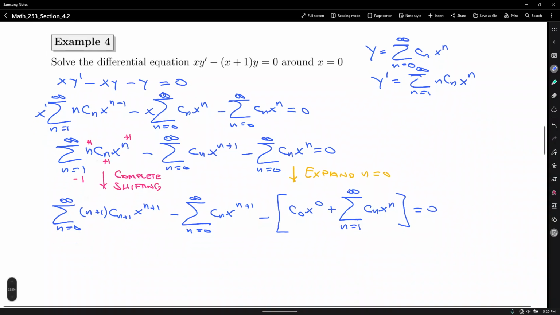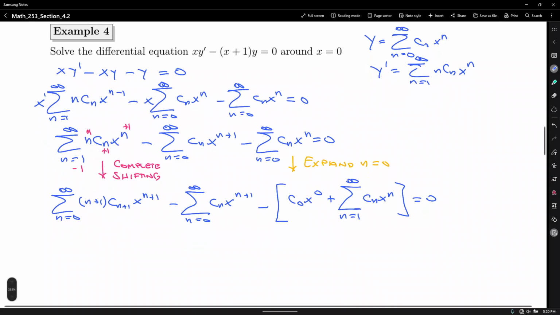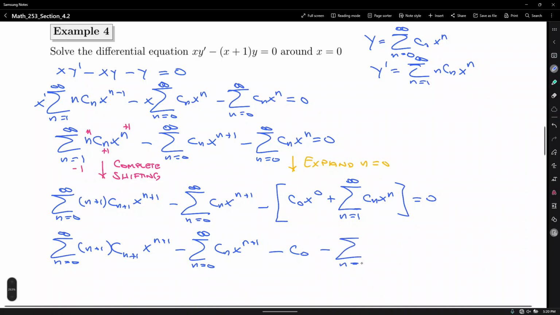So now, let me subtract these two. Well, let me start over here. Sigma n equals 0 to infinity n plus 1 c sub n plus 1 x to the n plus 1 minus sigma n equals 0 to infinity c sub n x to the n plus 1 minus, okay, x to the 0, that's 1 times c sub 0, that's c sub 0, minus sigma n equals 1 to infinity of c sub n x to the n, and let that be equal to 0.